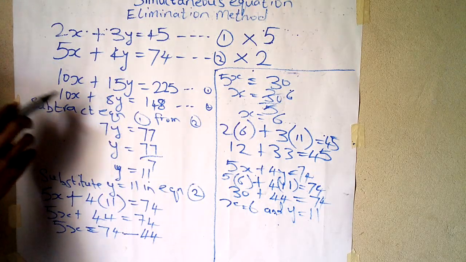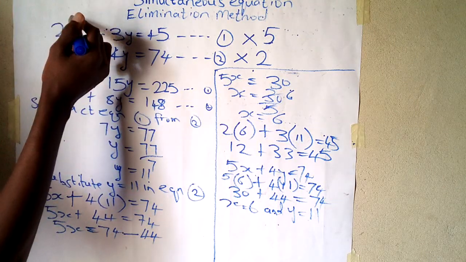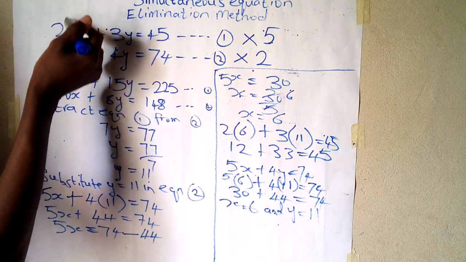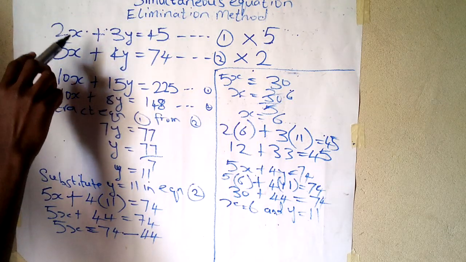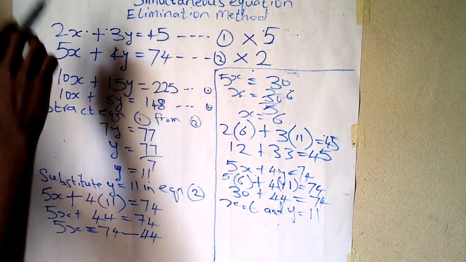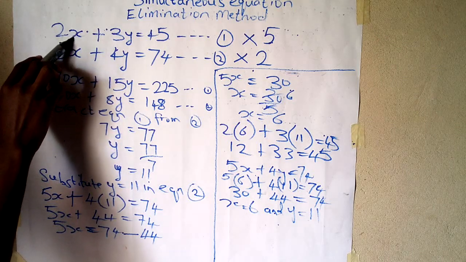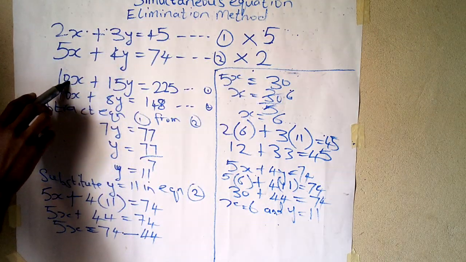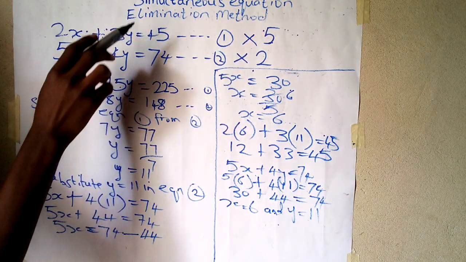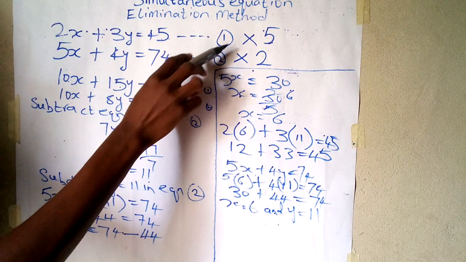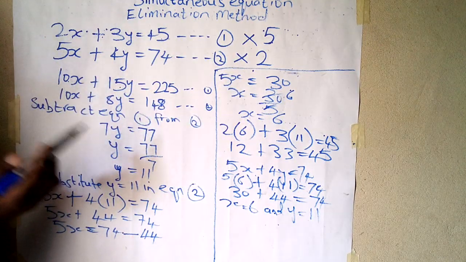What do I mean? Look at what we're going to do here. In this case, let us multiply. We intend to eliminate the variable x and its coefficient. Now, we multiply equation 1 by 5 and we multiply equation 2 by 2. Let's say 2x times 5 is 10x plus 3y times 5 is 15y is equal to 45 times 5, which is 225. That is for equation 1.